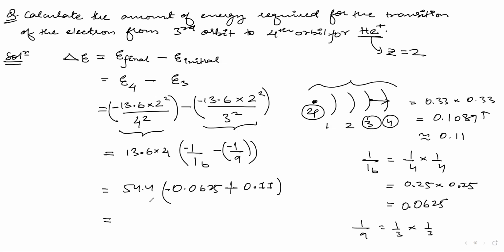So first you will get 54.4 into this minus 0.625 subtracted from 0.11. This will give you 0.0475. This will be equal to how much? 2.584 electron volts per atom.